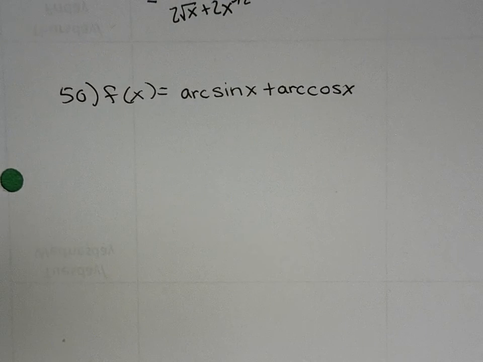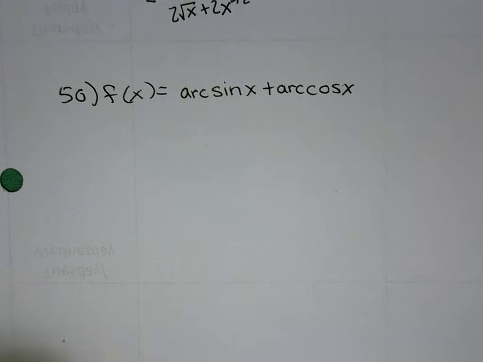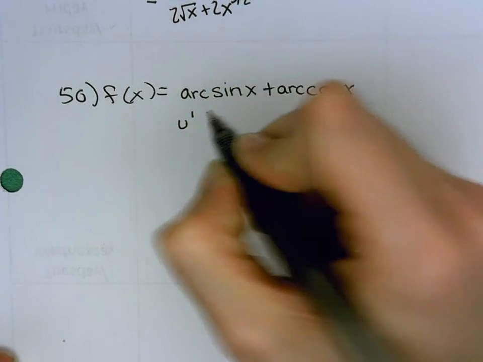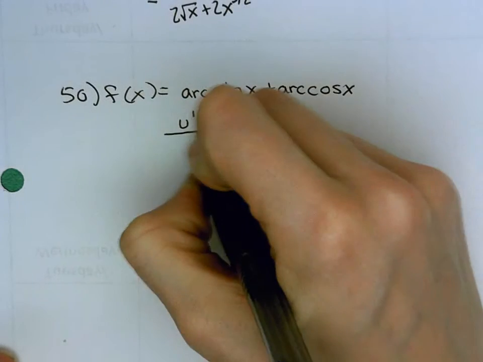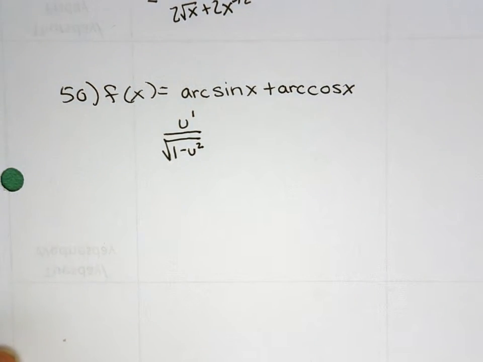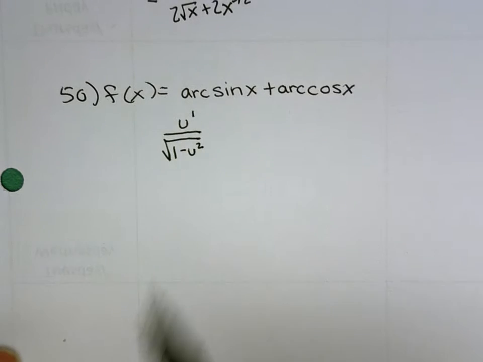Okay, so we can look at arcsine. I picked number 50 next. f of x equals arcsine of x plus arccosine of x. The derivative rule of arcsine u is u prime over the square root of 1 minus u squared. Right? And again, u is what's inside the function.